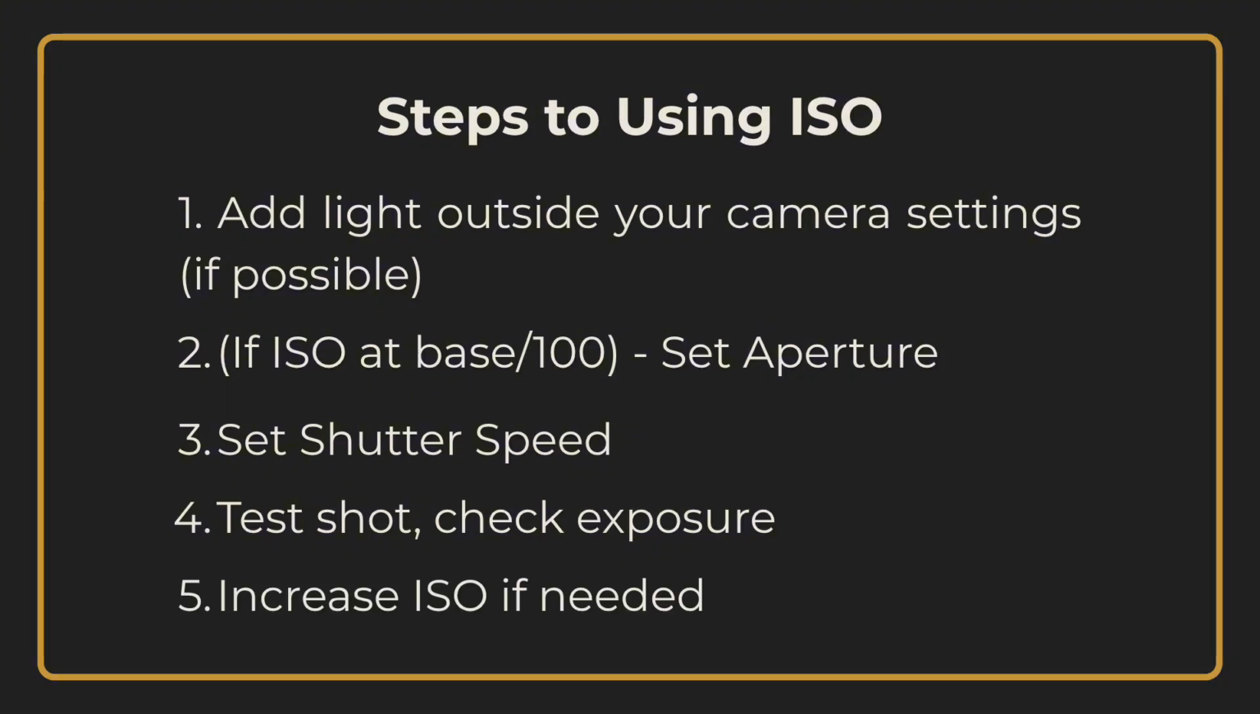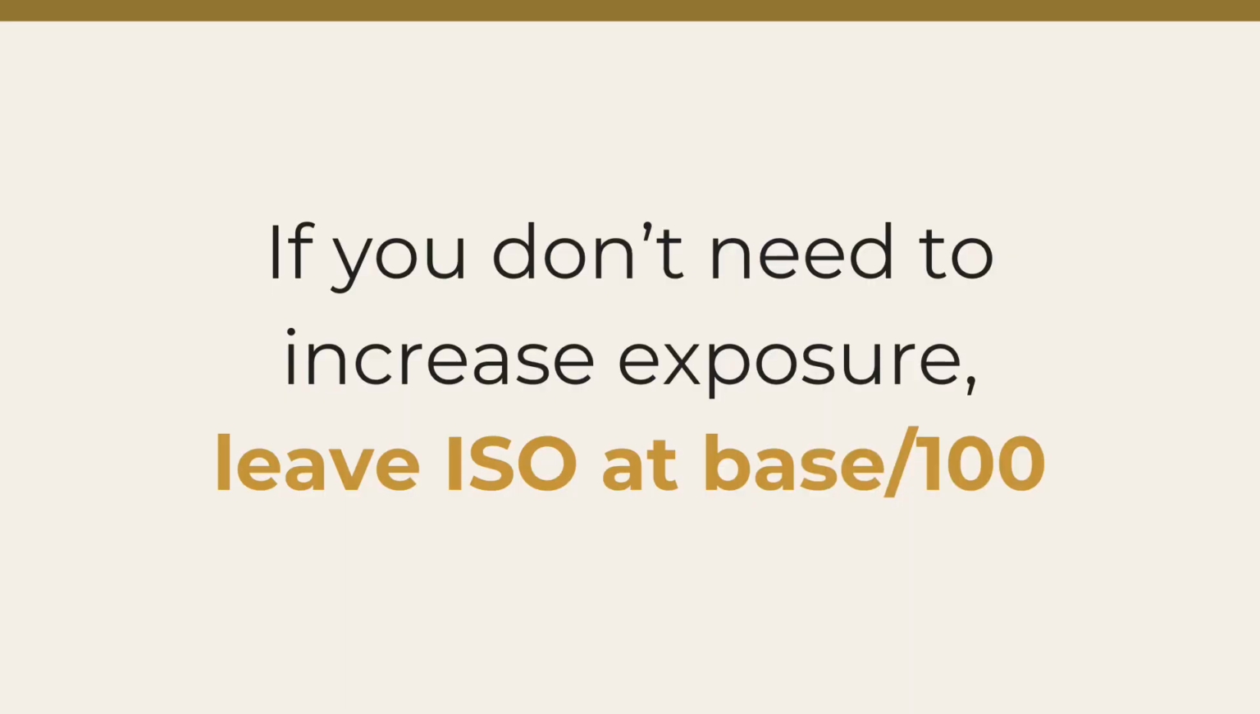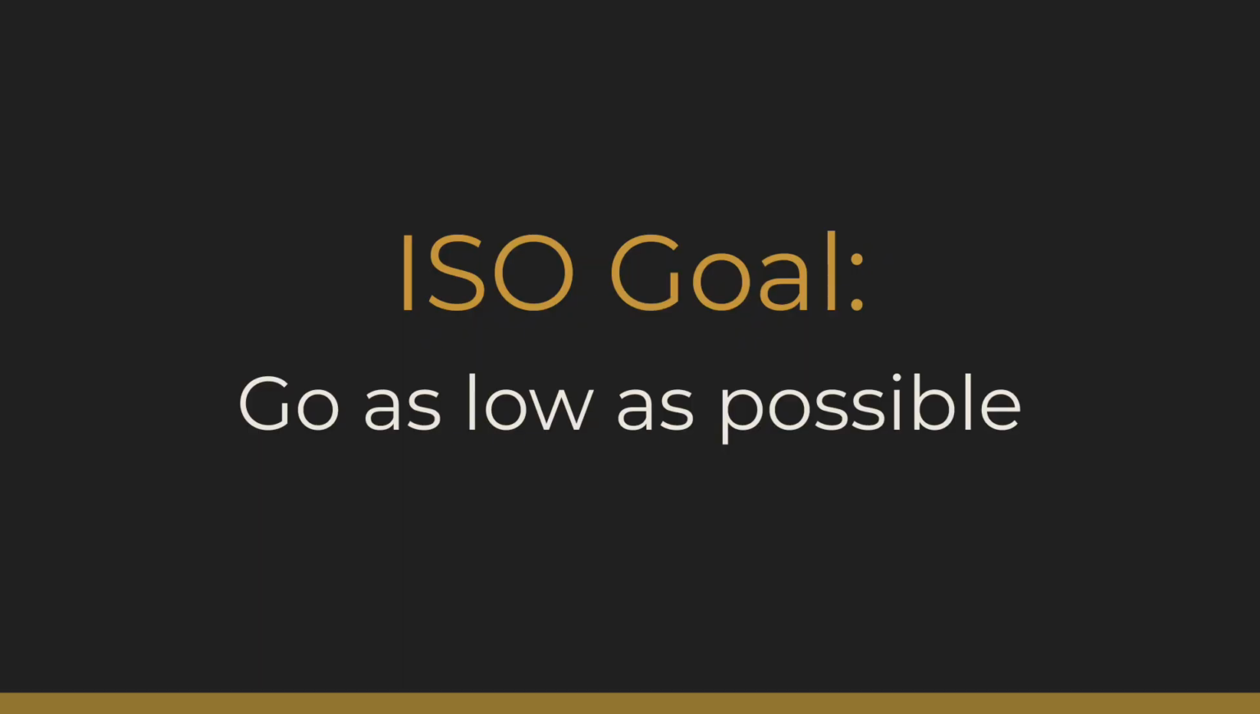At that point, if you still want to increase your exposure, that's when ISO comes in. But if aperture and shutter speed are already getting you the exposure that you want, leave ISO at base. And it's worth saying out loud that the goal with ISO is usually to use as low of a setting as you can while still getting the shot. Now let's talk about practical starting points, what numbers to use and when.